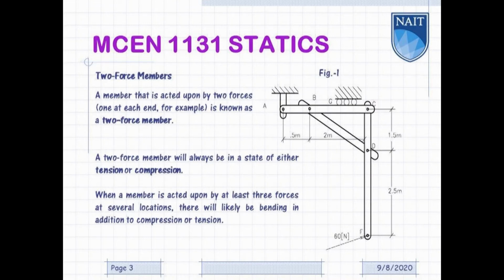Two force members. A member that is acted upon by two forces, one on each end, for example, is known as a two-force member. A two-force member will always be in a state of either tension or compression. When a member is acted upon by at least three forces at several locations, there will likely be a bending in addition to compression or tension.